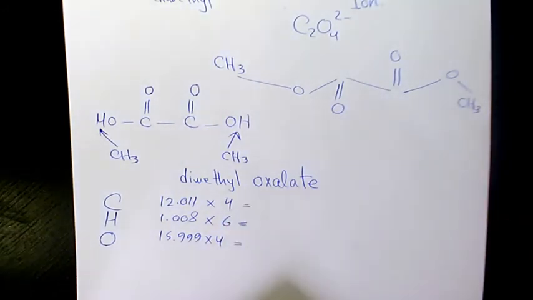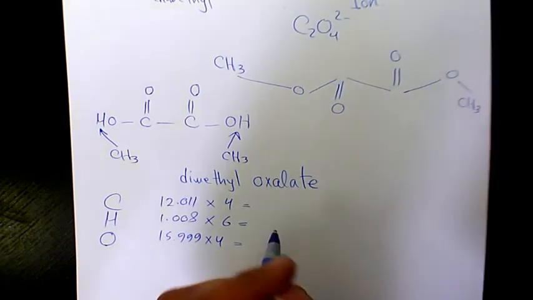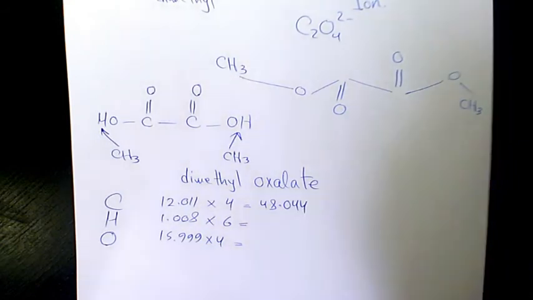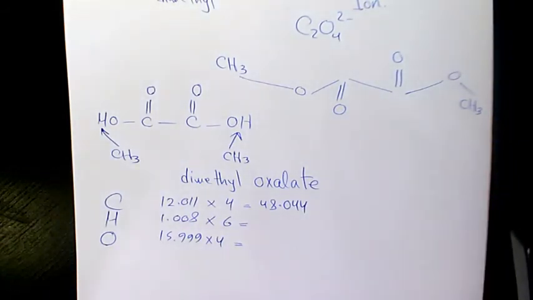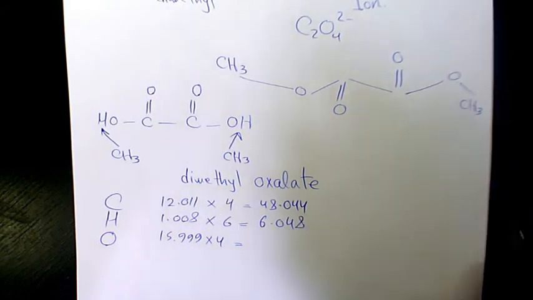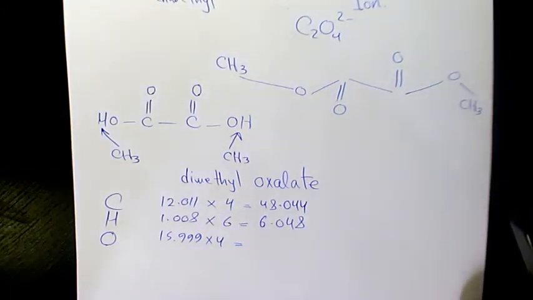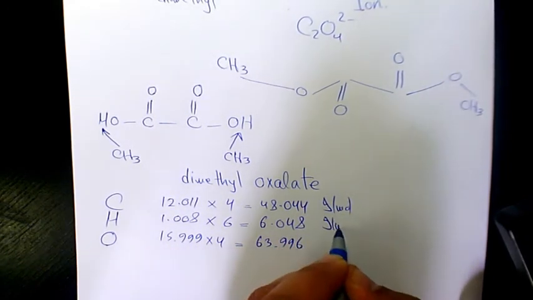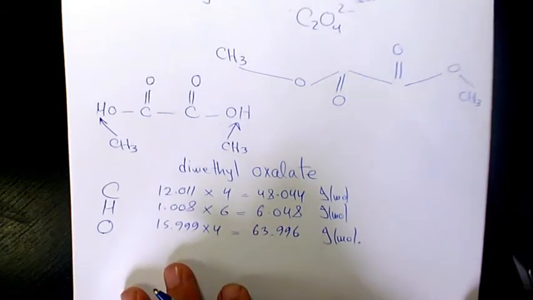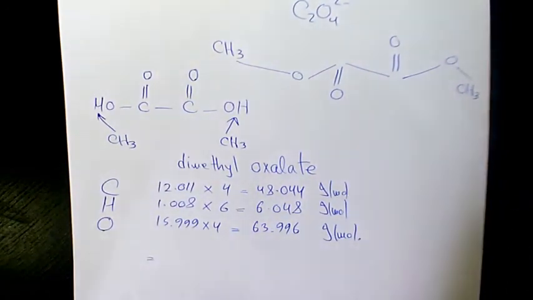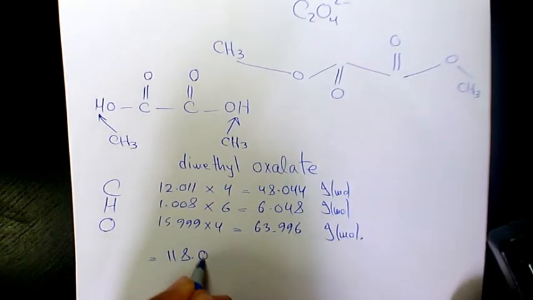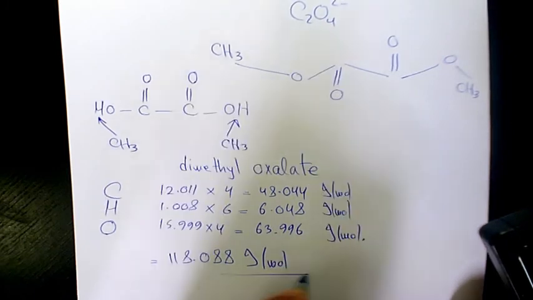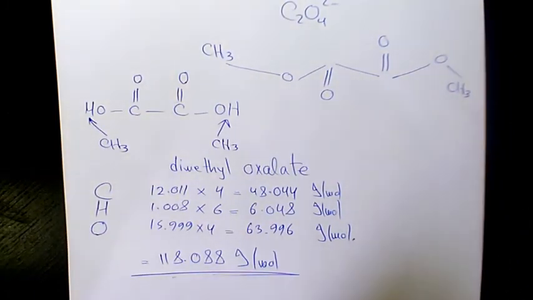So that's going to be 12.011 times 4. That's going to be 48.044. 6 times 1.008 is going to be 6.048. 4 times 15.999 is going to be 63.996 grams per mole. So together it will be 48.044 plus 6.048 plus 63.996. That's going to be 118.088 grams per mole. That's the molar mass of dimethyl oxalate.